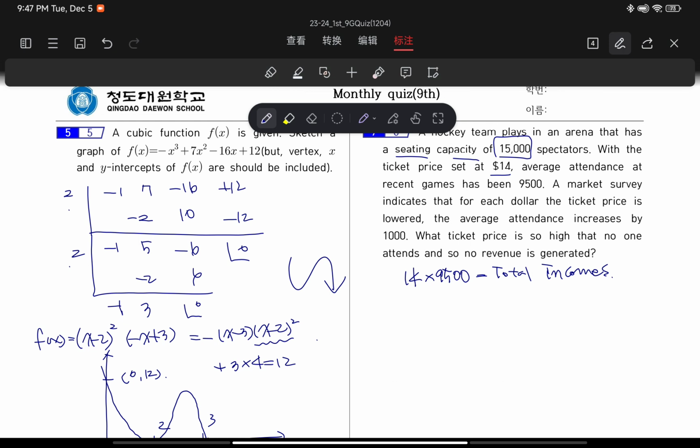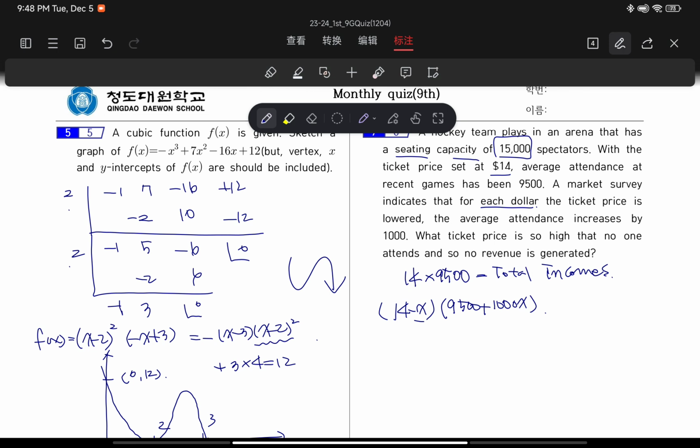But a market survey indicates that for each dollar the ticket price is lowered, the average attendance increases by 1,000. So the price is 14 minus x, that means $1, $2, x dollars, like this. And attendance is 19,500 plus 1,000x people.